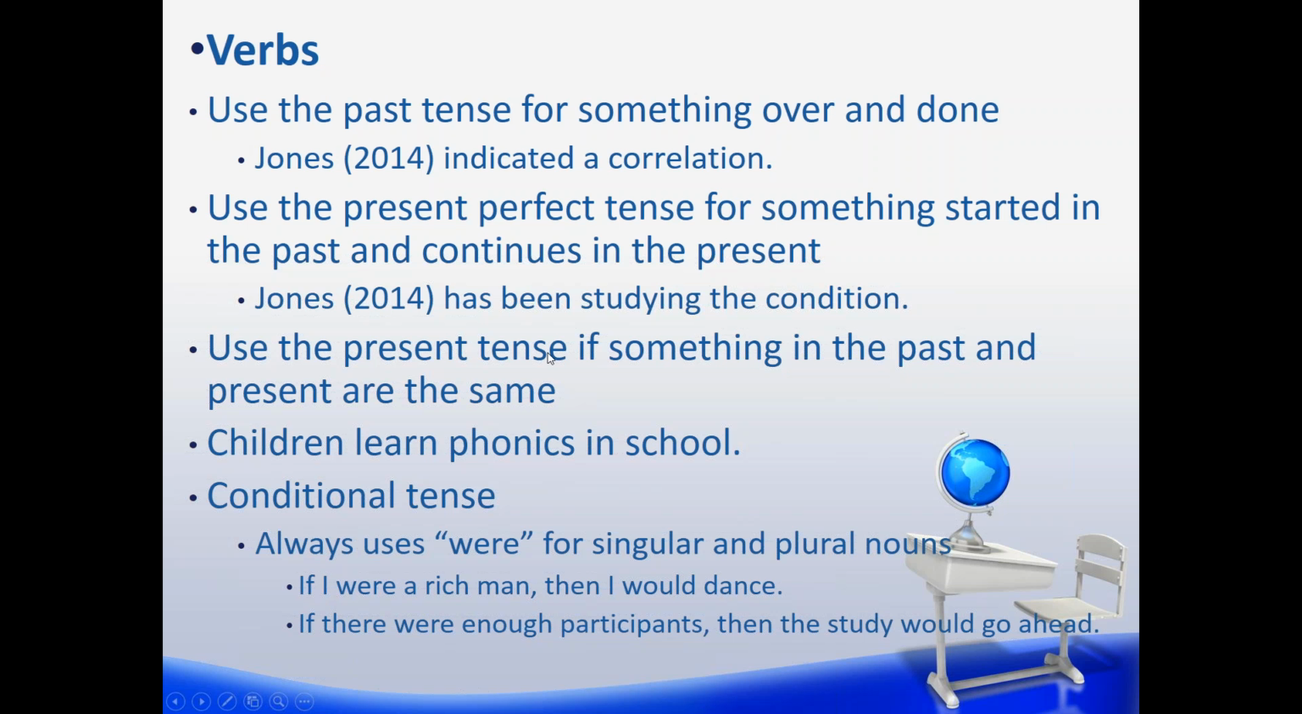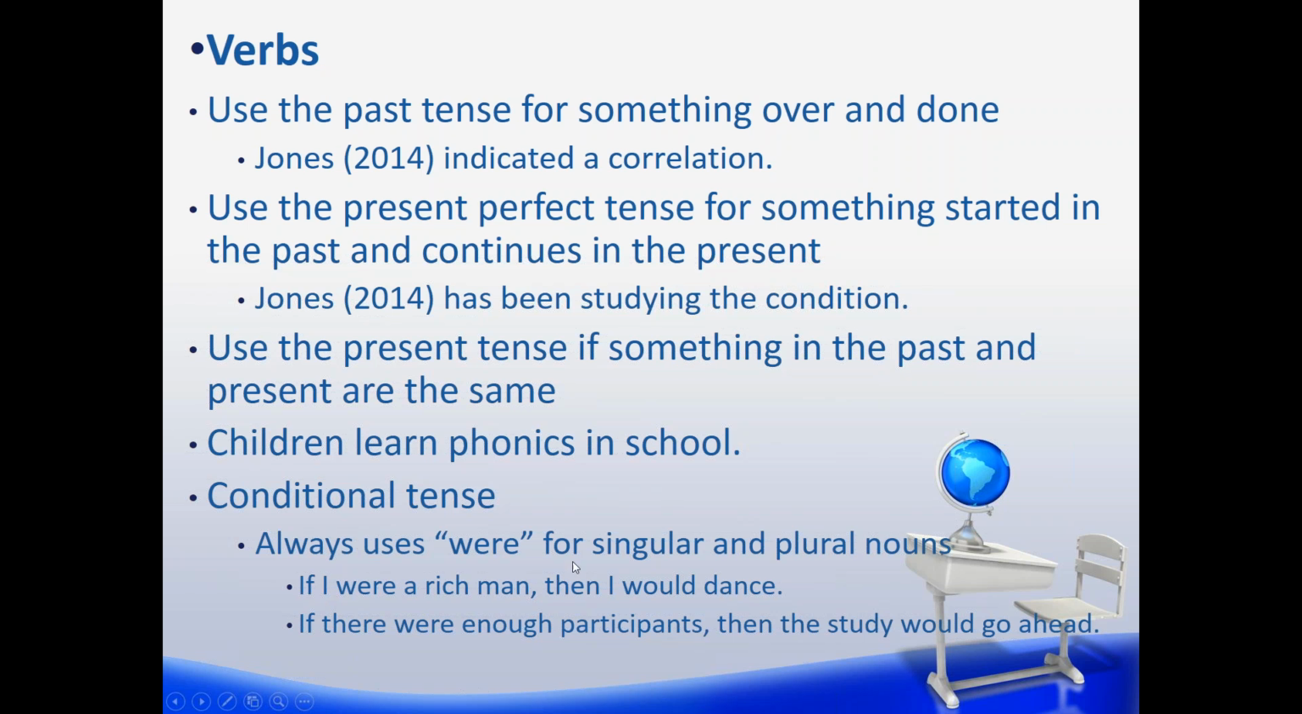For verbs, we use the past tense for something that's over and done. So like the study that Jones did is over and done. So we can say Jones indicated a correlation. Use the present tense for something that started, the present perfect tense for something that started in the past and continues in the present. So what does that mean? So present perfect is we use these helper verbs with these ing verbs. And then if something is true in the present that was true in the past, then we use the present tense.